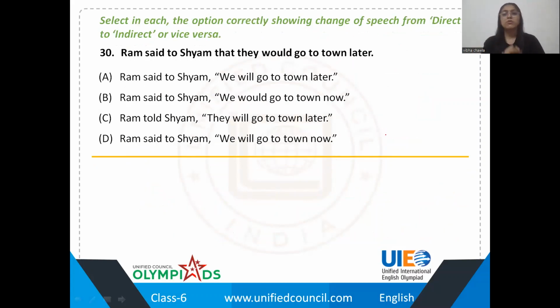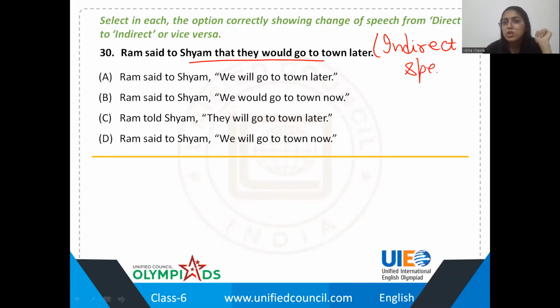Okay, now we have a question from speech. You have to change the speech from direct to indirect or vice versa. You have to first check which speech is given, then you have to change it accordingly. There are no inverted commas given, so definitely it is an indirect speech. Now our task is to find the direct speech for the same. Okay, Ram said to Sham. Said is said only. Ram said to Sham. Okay, this can be eliminated.